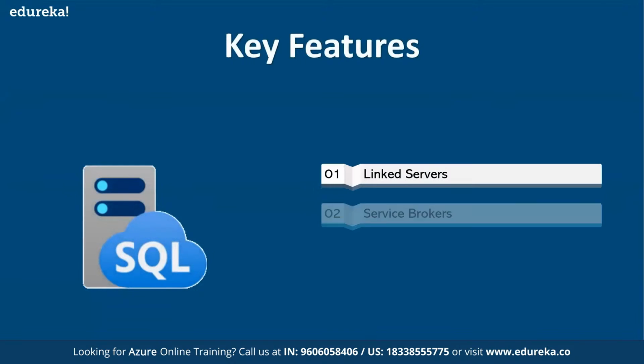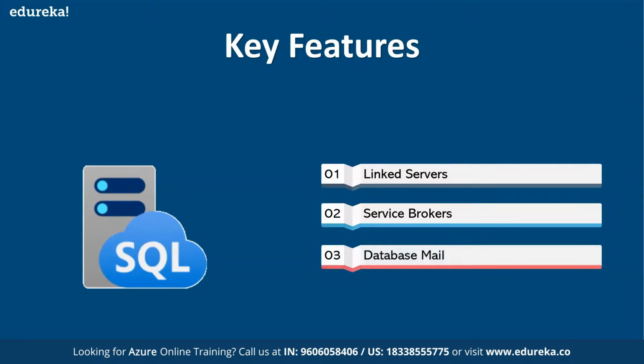Now, if you talk about the key features, you have linked servers. So if one node goes down, your data is replicated with the second server. It can come up with the second server, and your data is going to be restored from the second server itself. You have the service brokers. You have database mail.